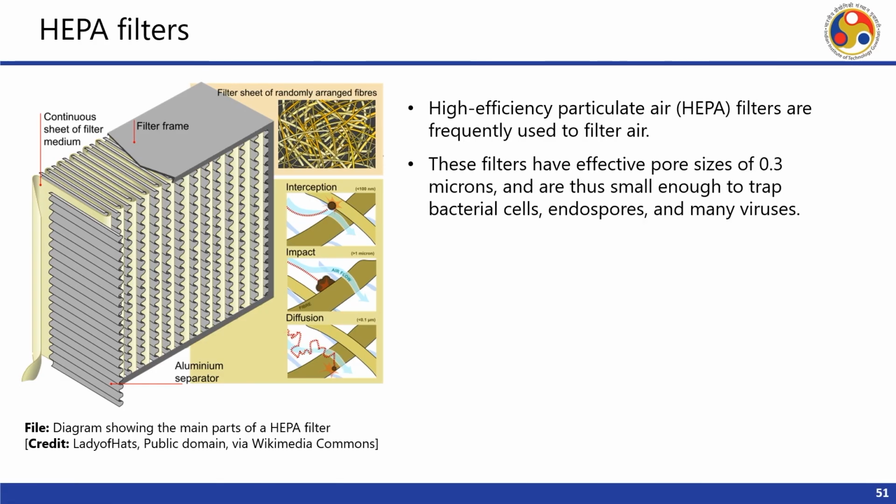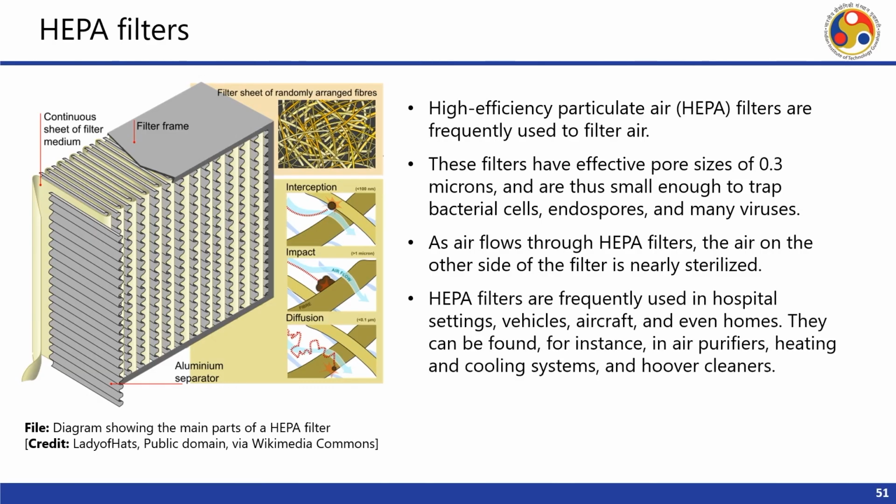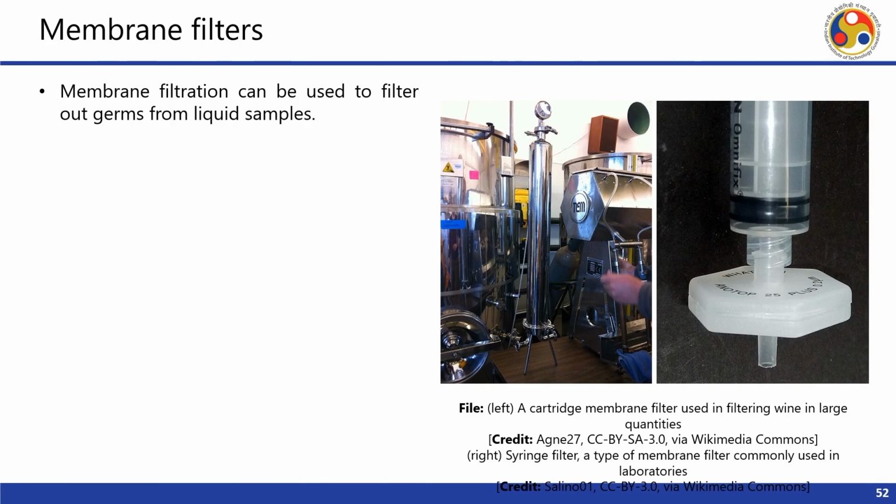So, basically these filters have effective pore sizes of around 0.3 microns and are thus small enough to trap bacterial cells, endospores, and many viruses. As air flows through HEPA filters, the air on the other side of the filter is nearly sterilized. HEPA filters are frequently used in hospital settings, vehicles, aircraft, and even homes. They can be found, for instance, in air purifiers, heating and cooling systems, and vacuum cleaners, and as I already told you, in the laminar hood which we use in the microbiological laboratory.